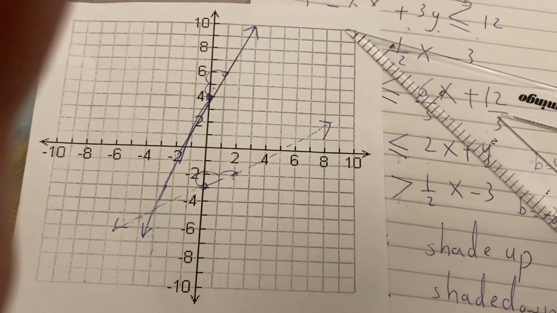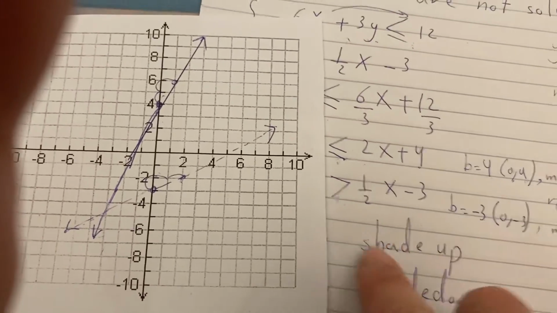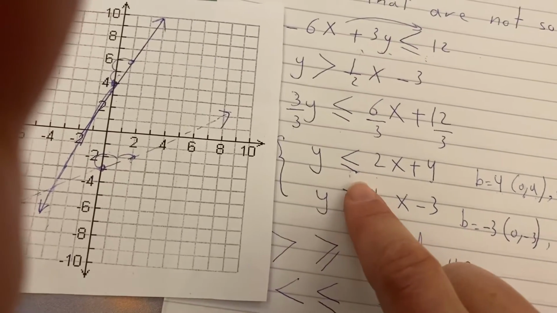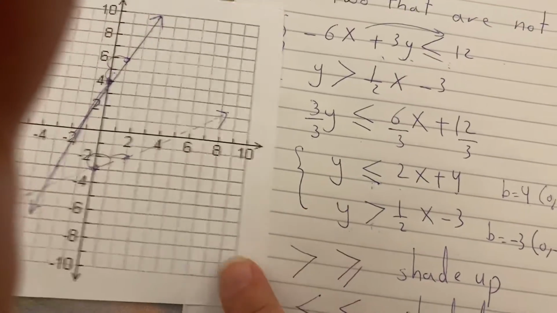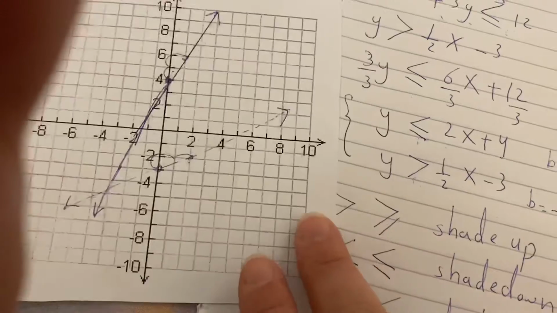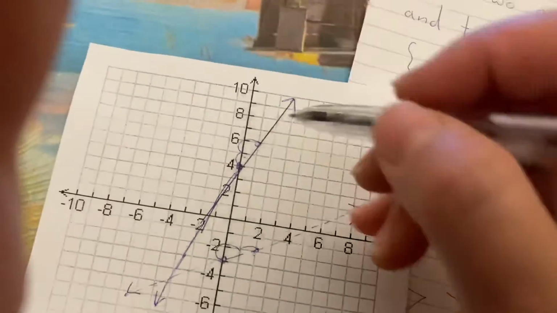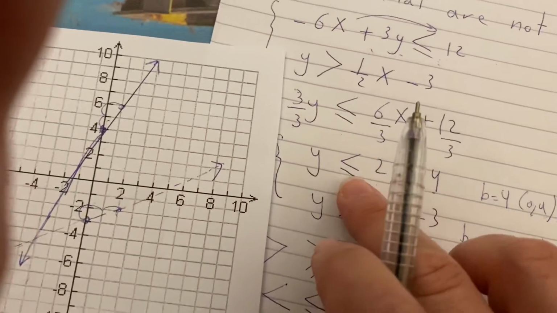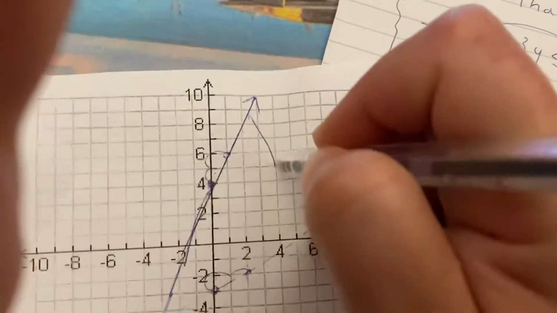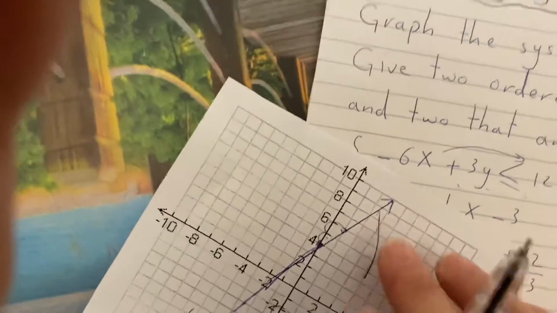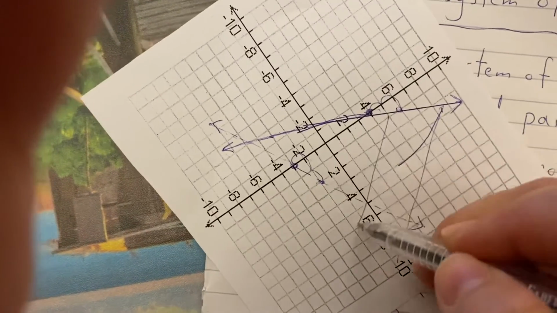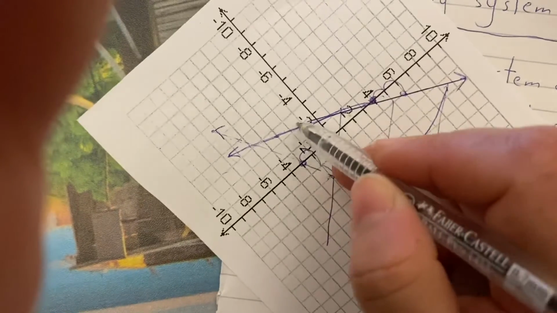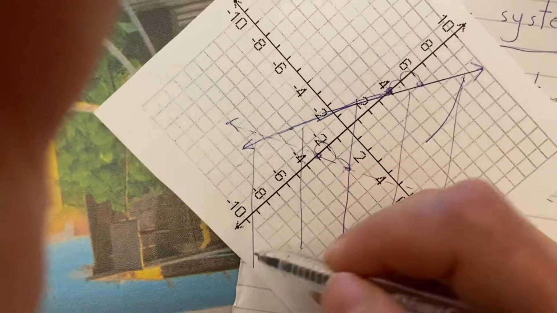Now, I need to do the shading. For the first one, my answer was less than or equal. So when we have less than, we said before, it means shade down. So I will shade the first one, the solid line, down here, like this. Try to make it a straight line here. All these will be my shading.